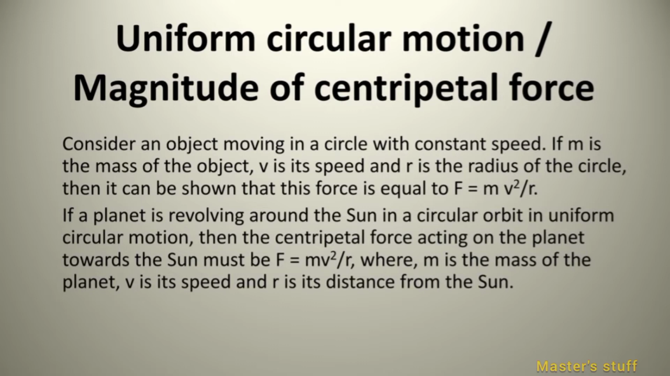Thus, if a planet is moving around the sun in circular orbit in uniform circular motion, then the centripetal force acting on the planet towards sun must be F is equal to mv square upon r, where m is the mass of the planet, v is its speed and r is the distance from the sun to the planet.